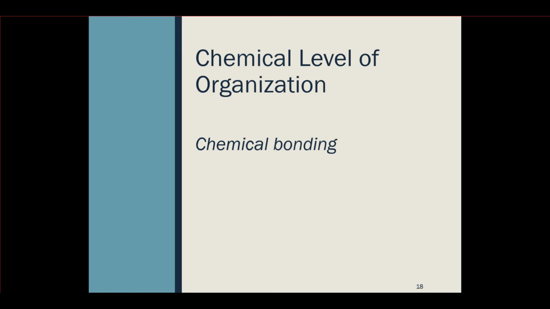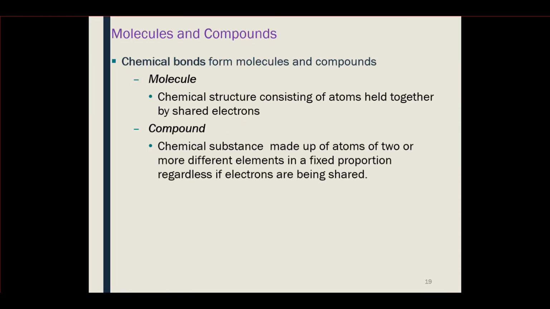In this lesson, we'll continue our discussion of chemistry by taking a look at chemical bonding. When atoms interact with one another to form new substances, a bond needs to be established. That's what we're going to focus on in this lesson, chemical bonds. They're going to form both molecules and compounds. Let's take a look at the difference.